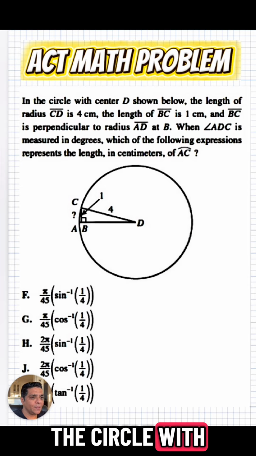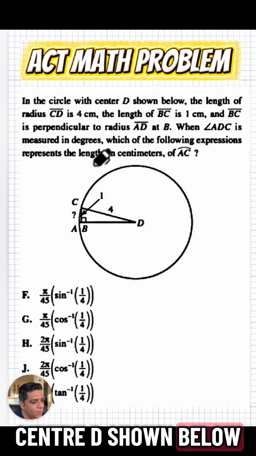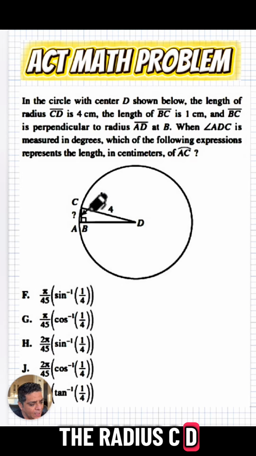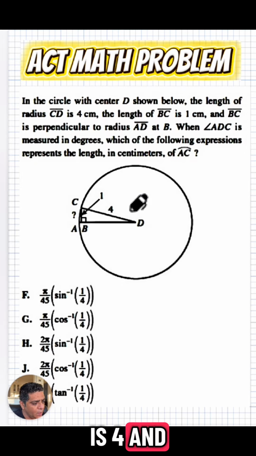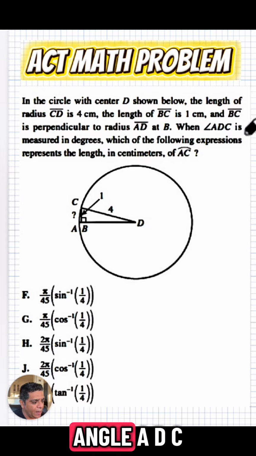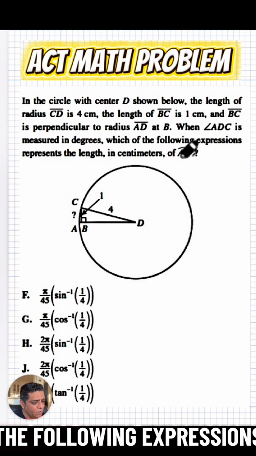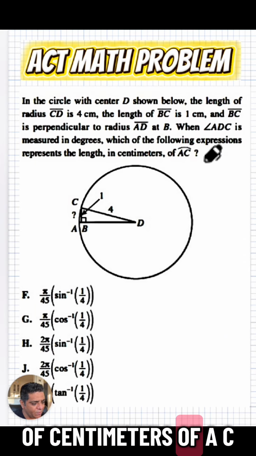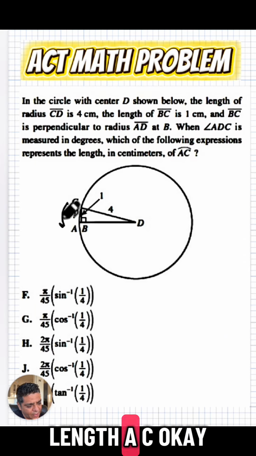Okay, so in the circle with center D shown below, the length of the radius CD is 4 and the length of BC is 1. BC is 1 right here. Okay, BC is perpendicular to radius AD at B, and angle ADC is measured in degrees. Which of the following expressions represents the length in centimeters of AC? So we want to find the arc length AC.